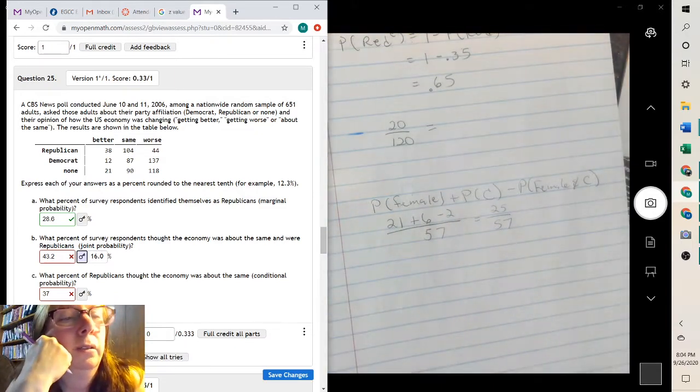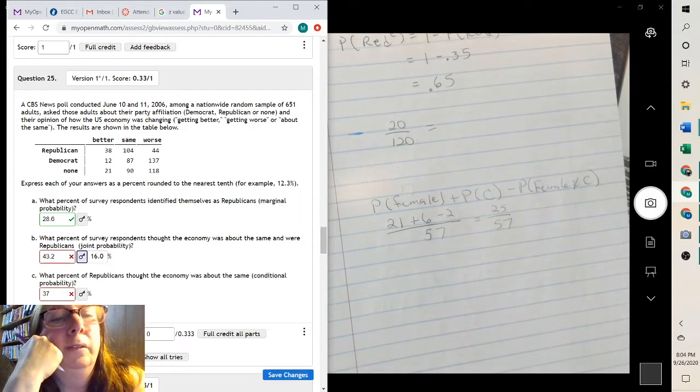Same and what percentage of surveys identify themselves as Republican? I'm looking for one. Same and we're Republican. 104 out of 118.